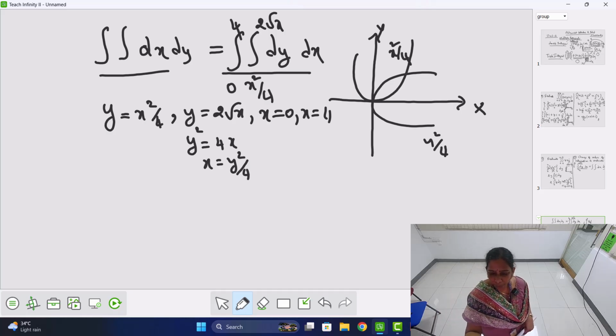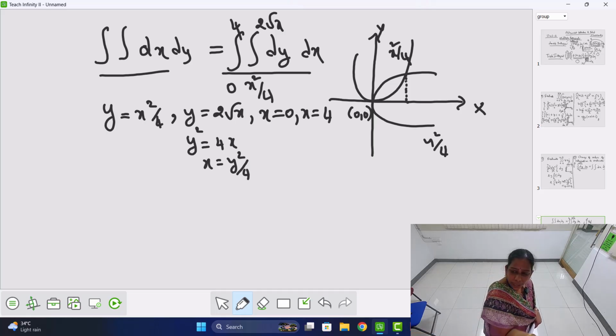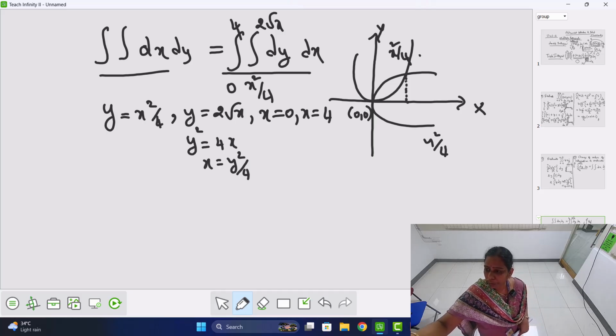Next, x equal to 0. This is origin 0 comma 0, and x equal to 4. X equal to 4 means which point? This point. But make sure that if x equal to 4, x distance is 4, what will be the y value? Y is also 4. You can see, substitute root of 4, you will get 2 into 2, 4. So y distance is also 4. So I'll get 4 comma 4.